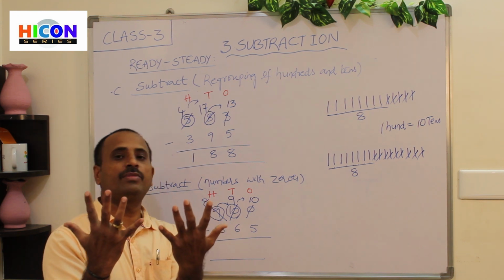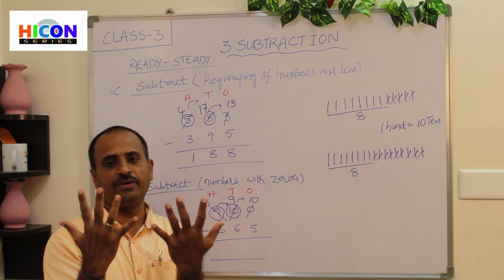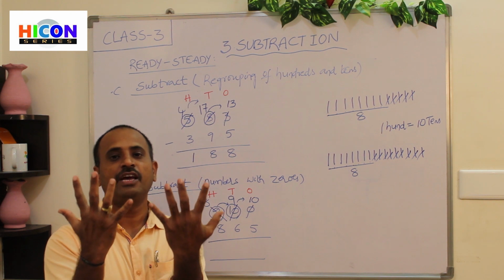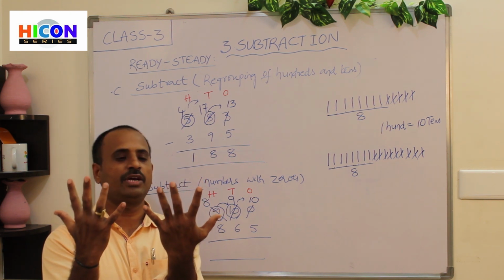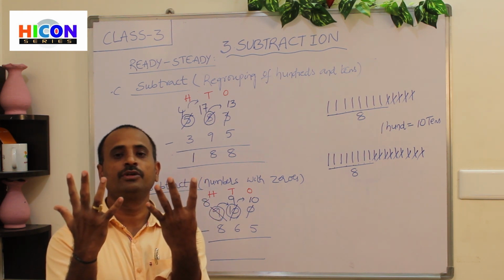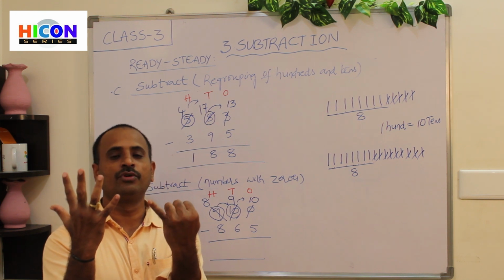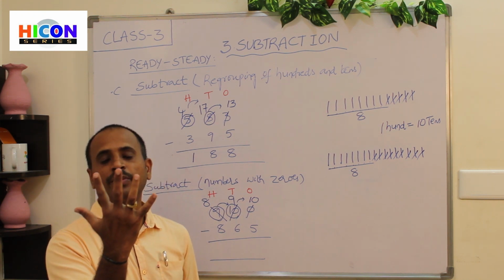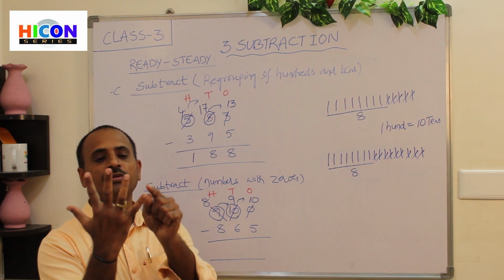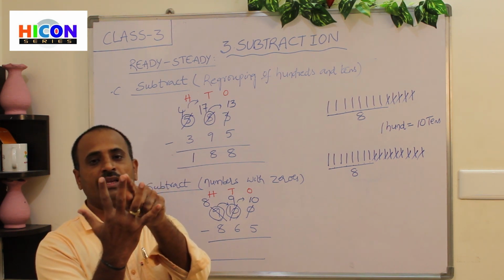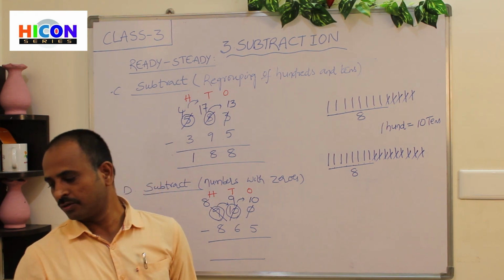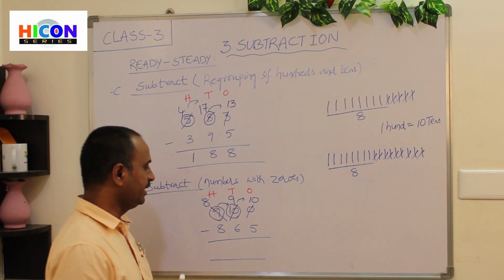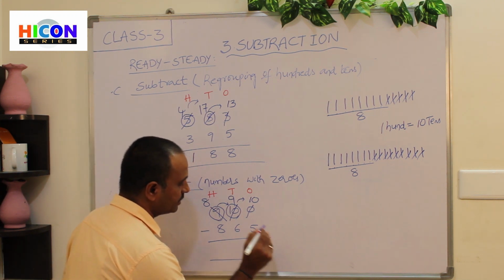So what is the second number under ones place? 5. So close 5 fingers among these 10 fingers. I am closing 5 fingers. 1, 2, 3, 4, 5. So children, how many fingers are left there? Count 1, 2, 3, 4, 5. So 5 fingers are left there. So write 5 under ones place.